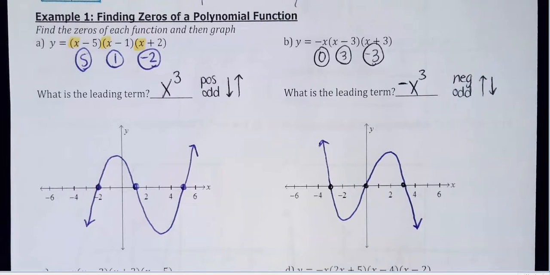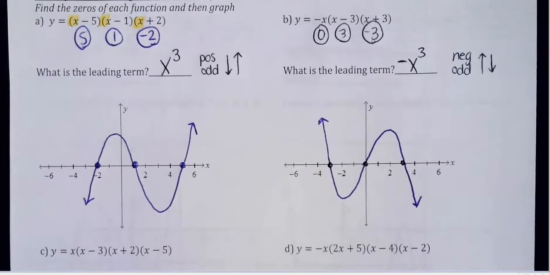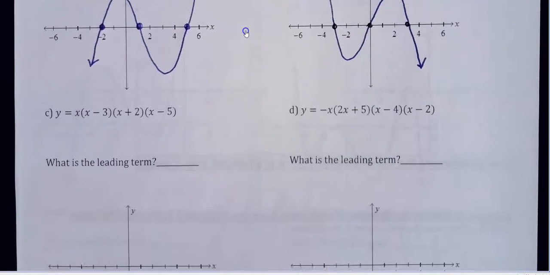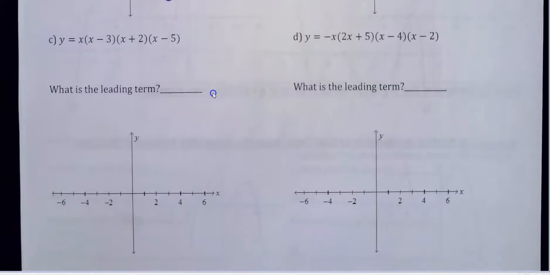Does anybody have a question? Okay. What if I looked at letter C here? If I multiplied that all out, what would the first term be?